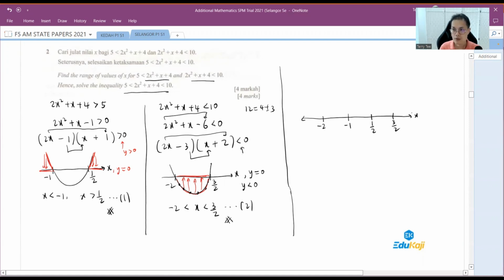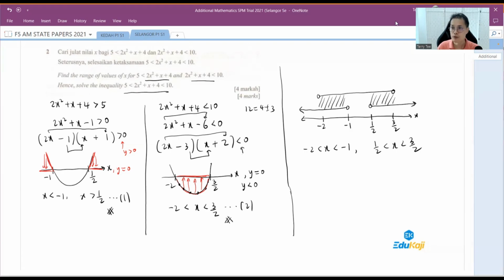Okay, so this is a number line. I know x for the first one is less than negative 1 and more than half. For the second part, your x is between minus 2 and 3/2. Remember, it's non-inclusive. Non-inclusive means you don't shade it, so we just leave an open circle. Once you combine them, you can see the range of values of x must be between minus 2 and minus 1, and the second one is between half and 3/2.